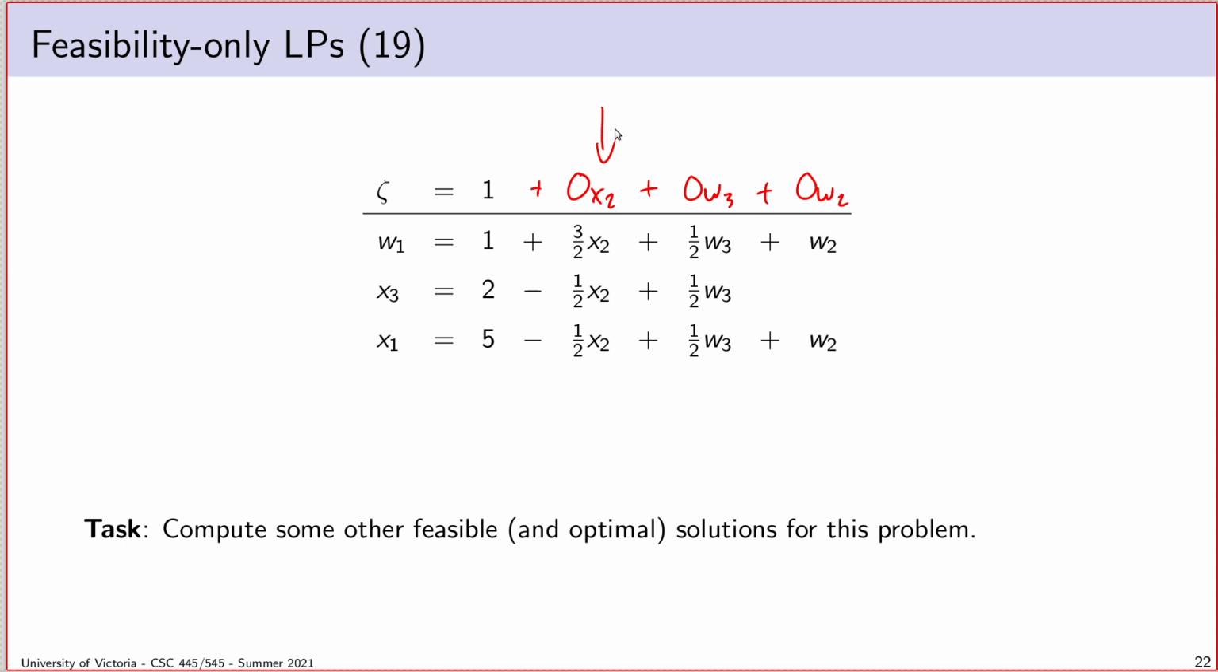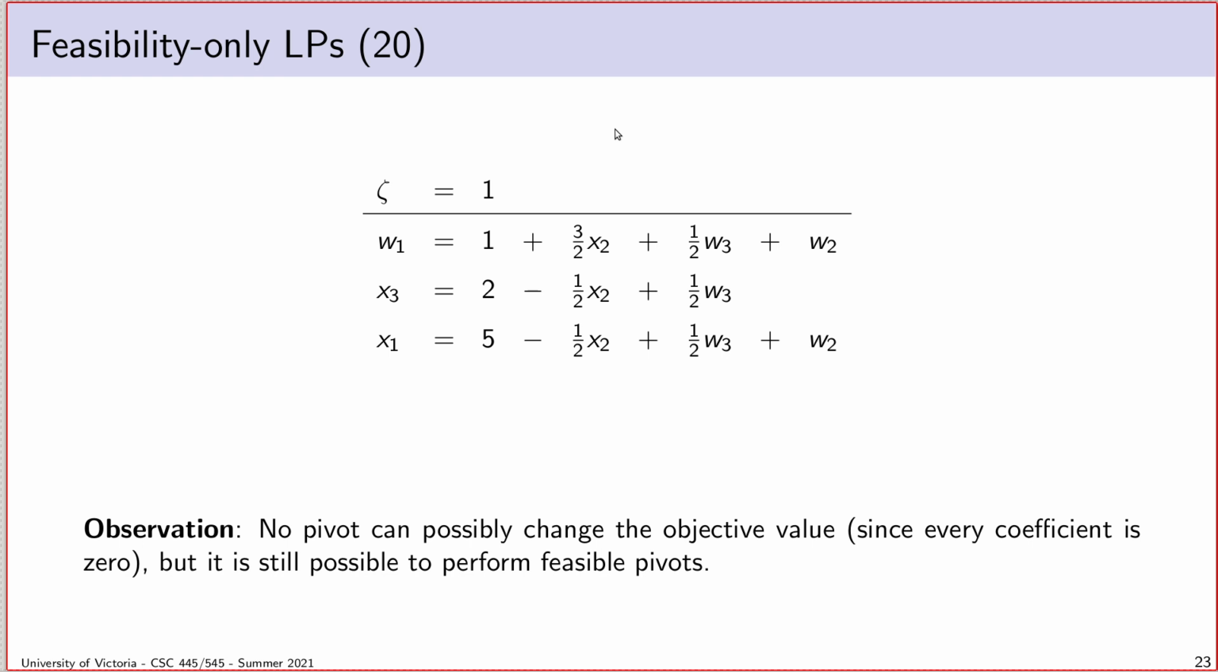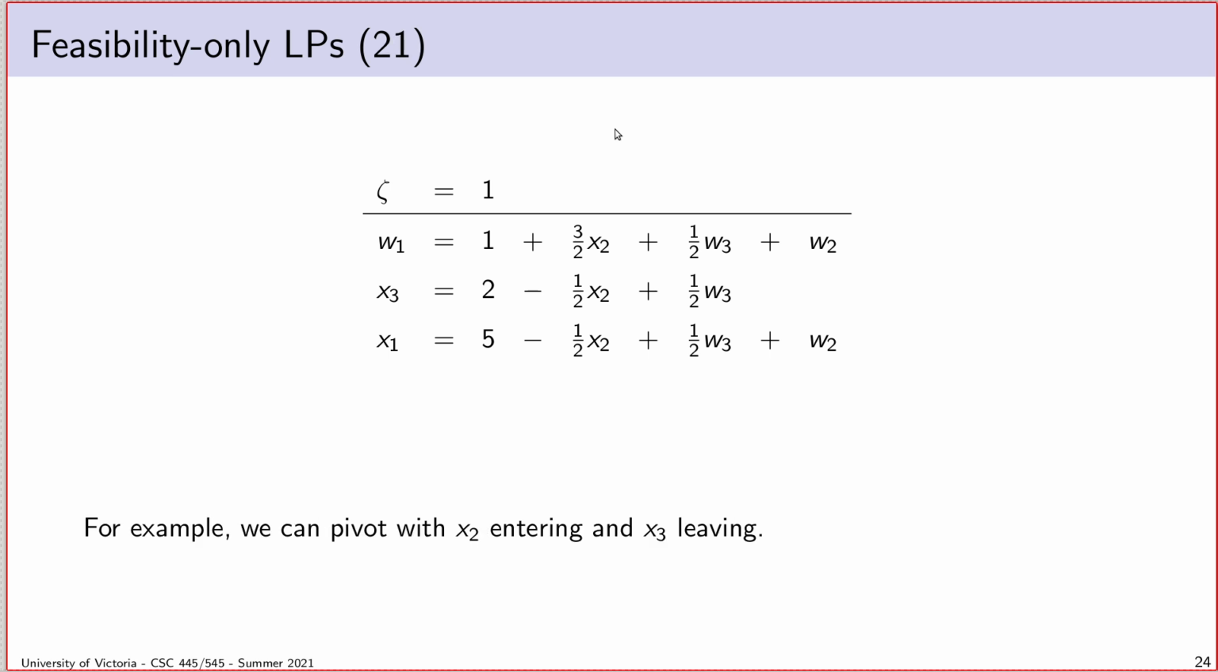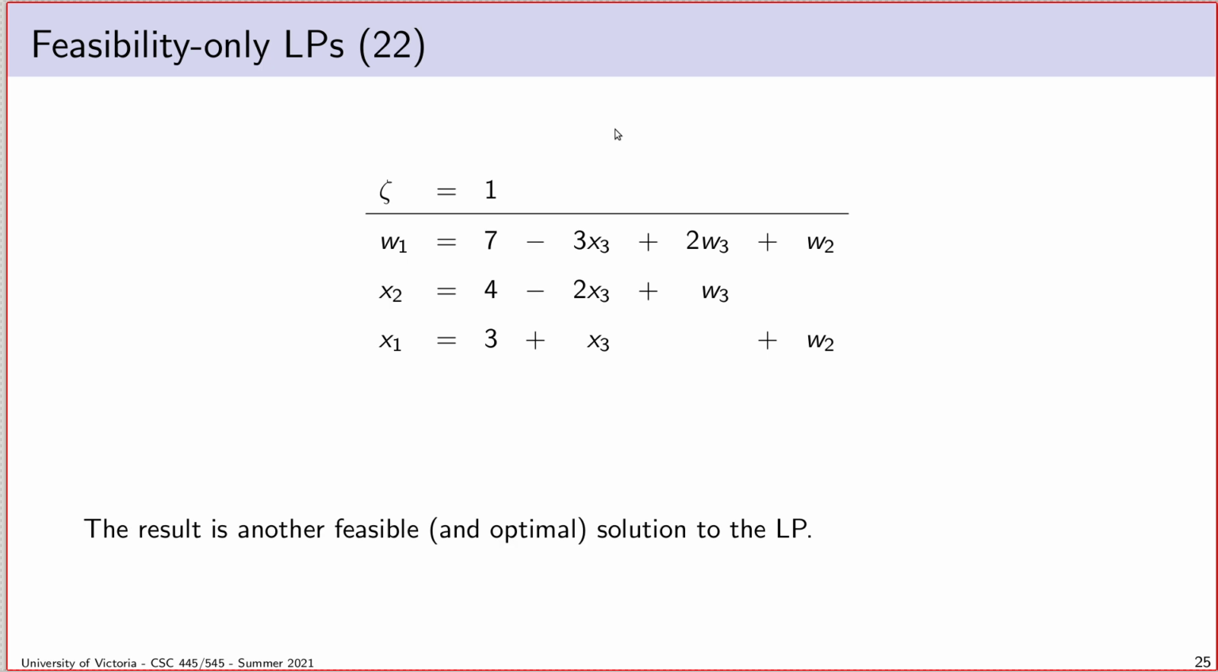So I could perform a pivot using x2 as my entering variable and then choosing the leaving variable by the usual logic. So because no pivot can change the objective value, any pivot that I can perform that still keeps me feasible will give me a different optimal solution. So for example, I could pivot with x2 entering and x3 leaving. And that brings me to this. And notice that I get a different dictionary, obviously. I performed a pivot. The objective function is still the same, and I end up with a distinct optimal solution. So equally optimal, but a distinct assignment to variables. And of course, any feasible solution is optimal.